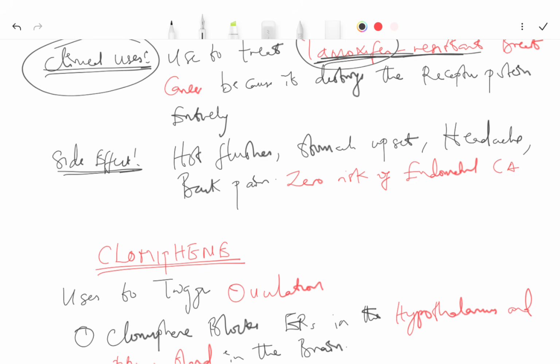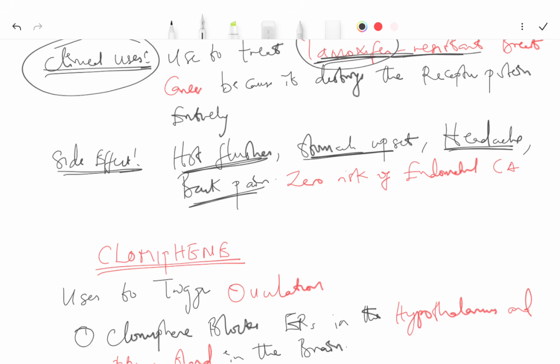What will be the side effects? The side effects come from blocking the estrogen receptor. Estrogen normally helps prevent hot flushes and also helps keep your bones strong. So if the estrogen effect is blocked, you will expect hot flushes and back pain. The back pain could come from the bones, due to bone resorption. Other minor side effects include stomach upset and headache.